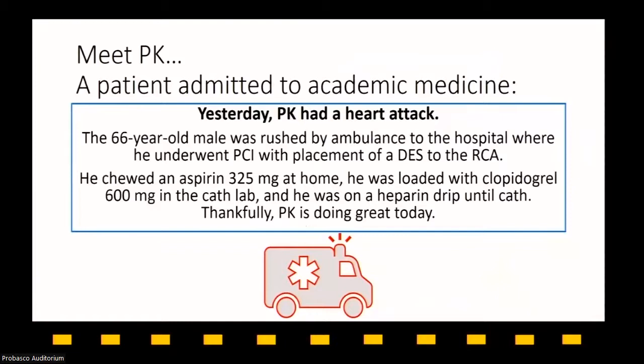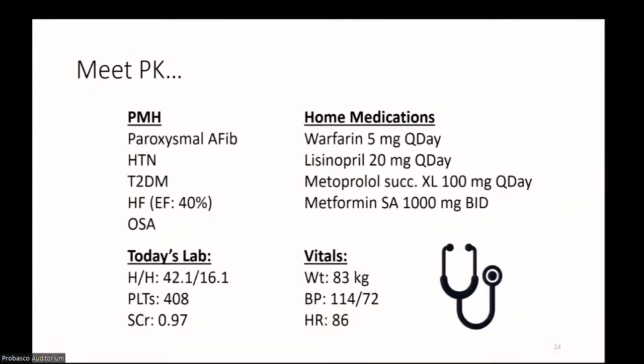So that leads us into our first patient case. PK is a patient that is admitted to academic medicine, and unfortunately, yesterday he had a heart attack. He's a 66-year-old male, rushed by ambulance to the hospital. He underwent PCI with placement of a drug-eluting stent to the right coronary artery. He had aspirin 325 at home, was loaded with clopidogrel, and received a heparin drip until his cath. And so thankfully he's doing okay today. So let's learn a little bit more about him.